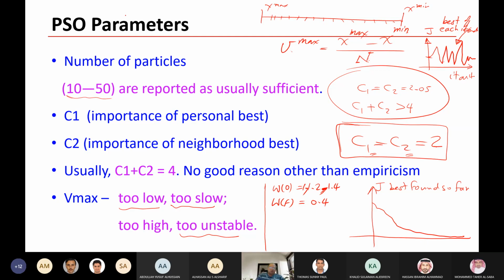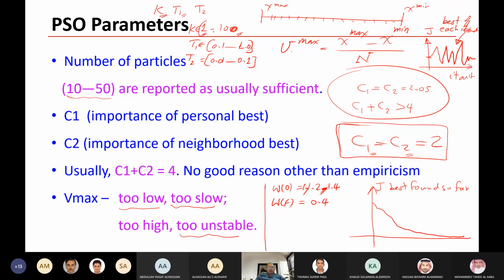For example, in our problem, when you have a controller, you need to design K, T1, and T2. K ranges from 1 to 100, so this is the minimum and this is the maximum. T1 is from 0.1 to 1 second, and T2 is from 0.01 to 0.1, for example. So the maximum and minimum are different from one optimized parameter to another.